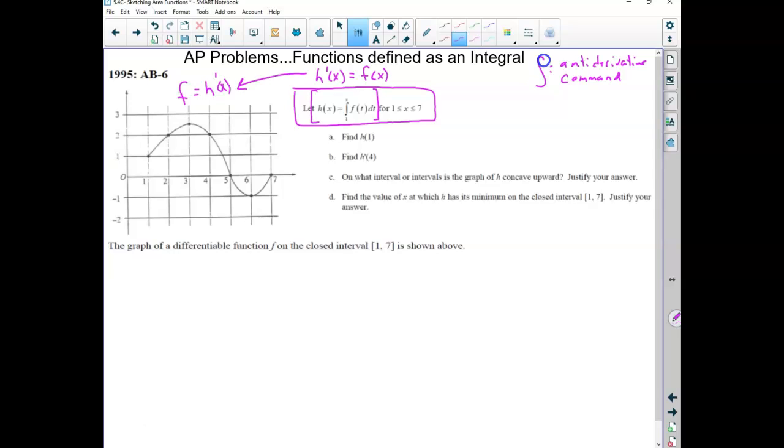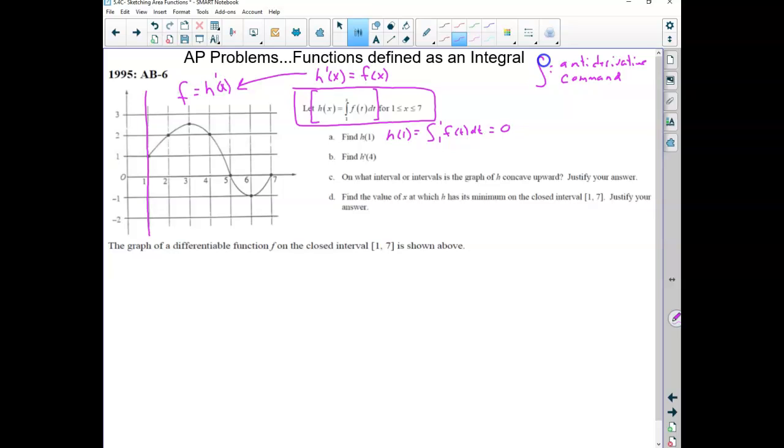That is a ginormous connection because part A, find what h of 1 is. Well, that's pretty elementary now. That's finding h of 1. Well, we did that yesterday. That's the integral from 1 to 1 of f of t dt. That is my area accumulation starting line right there. What does it equal? It equals 0, okay?